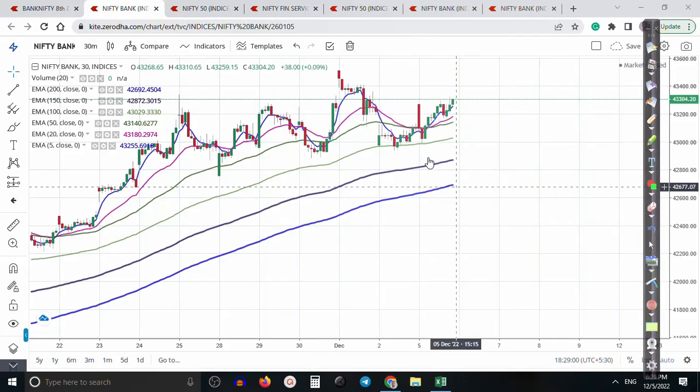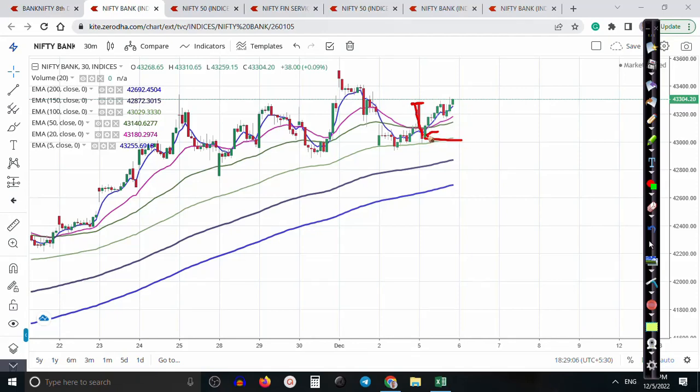So today price opened with a gap up somewhere here, and again pulled back, and exactly we started buying somewhere here. So finally price goes from this level. So let me show you my trading setup.